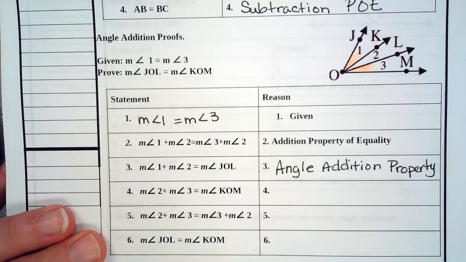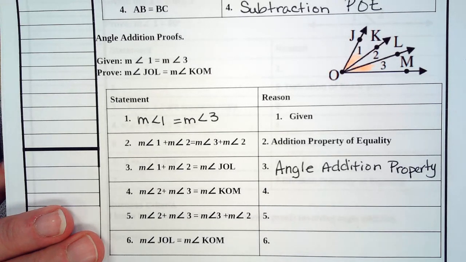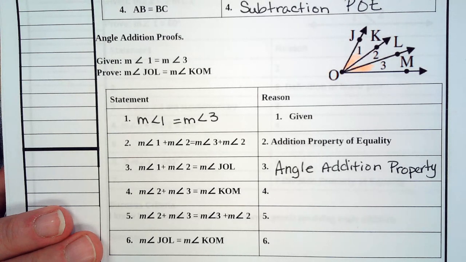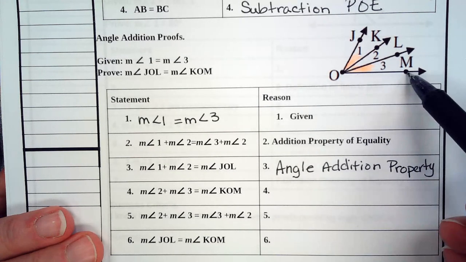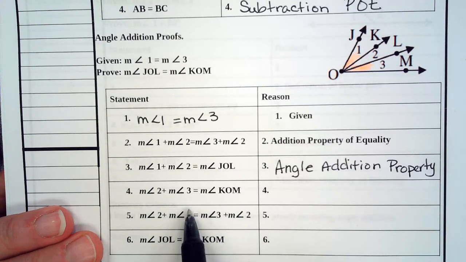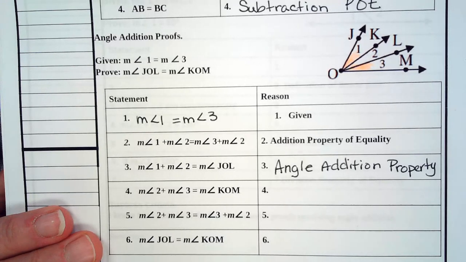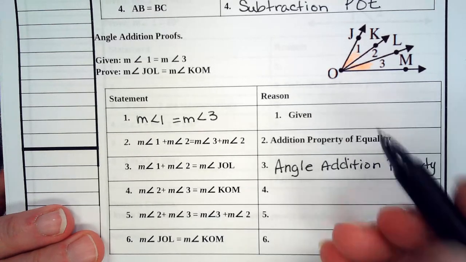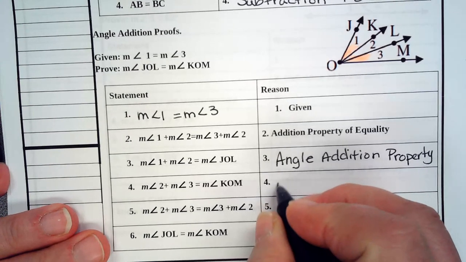Okay, let's look at the next one. 3 and 4 look awfully similar. What do you think the reason for statement 4 is? What reason can we give for doing statement 4? If you look up here, angle 2 and angle 3 make angle KOM, which is what it's talking about. Those two measures added together are equal to angle KOM. So once again, this is your angle addition property.